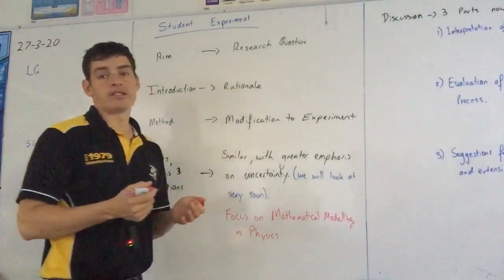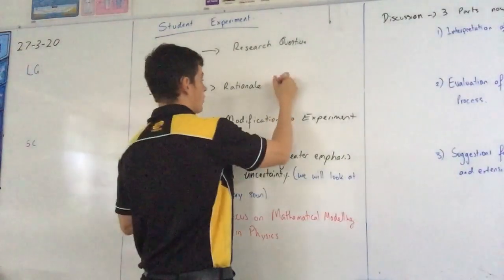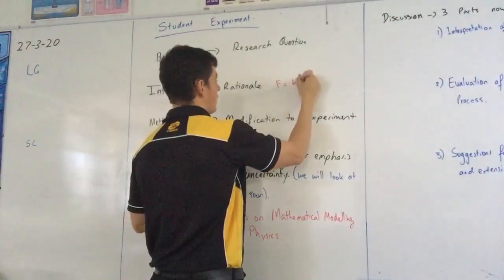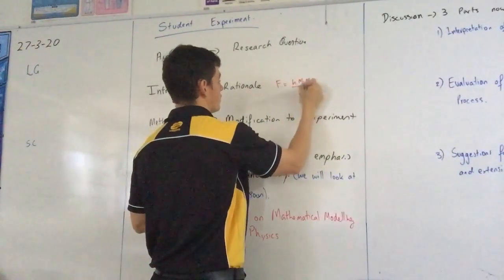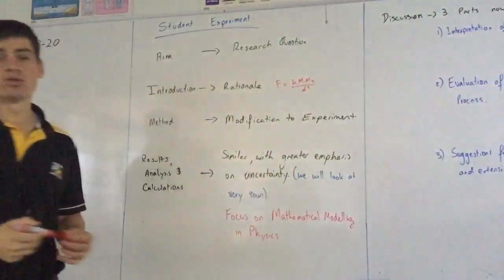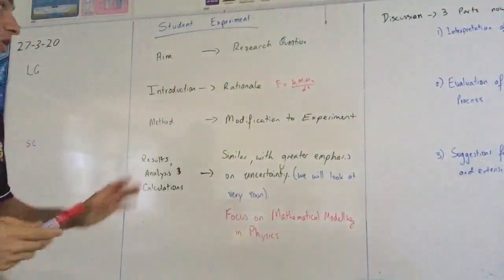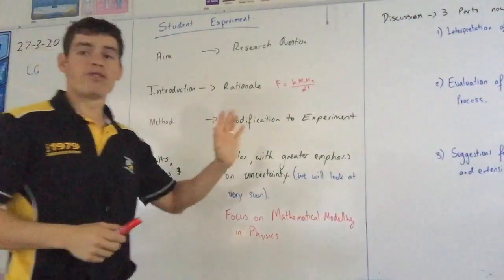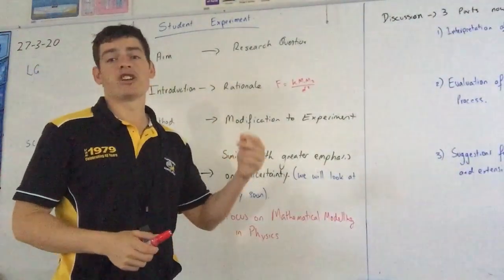I'd then have my equation, so I'd be referencing my equation F equals K m1 m2 divided by d squared. That's the equation for the force of gravity, and depending on what variable I was changing, that would tell me the type of change I was expecting.